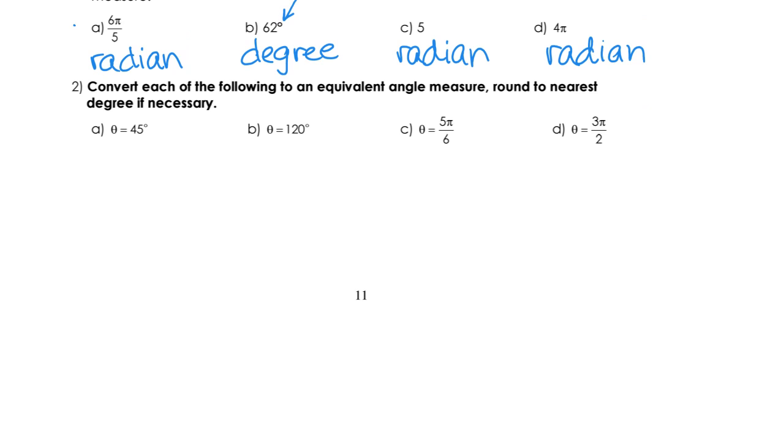All right, so number 2 says convert each of the following to an equivalent angle measurement, round to the nearest degree if necessary.